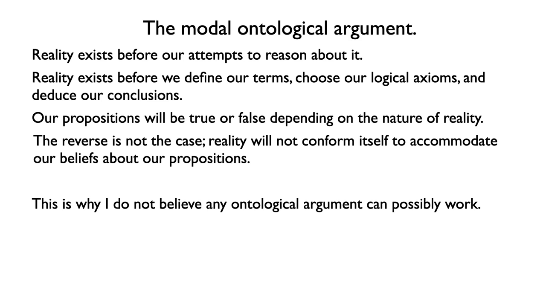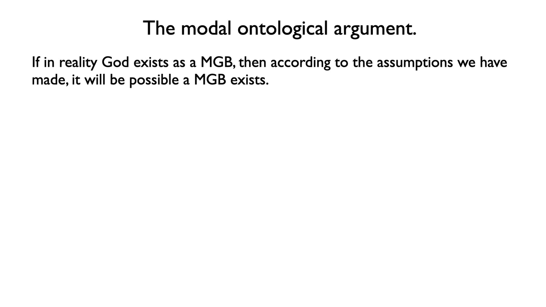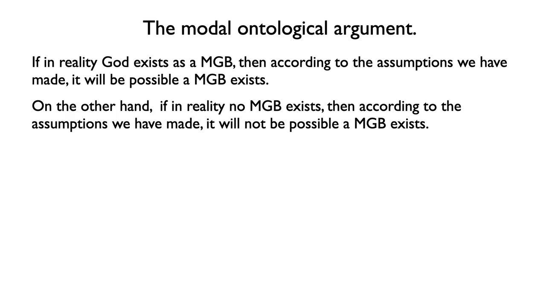Applying all this to the modal ontological argument in particular, if in reality God exists as a maximal great being, then according to the assumptions we have made in the modal ontological argument, it will be possible a maximal great being exists. On the other hand, if in reality no maximal great being exists, then according to the assumptions and definitions we have made, it will not be possible a maximal great being exists. And that is all we can say.